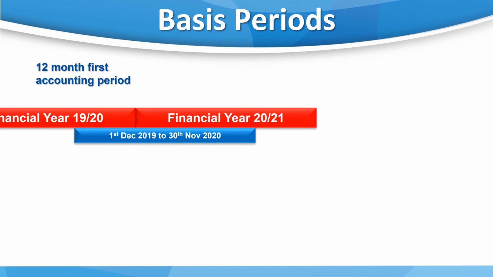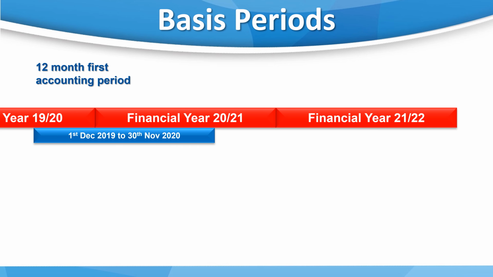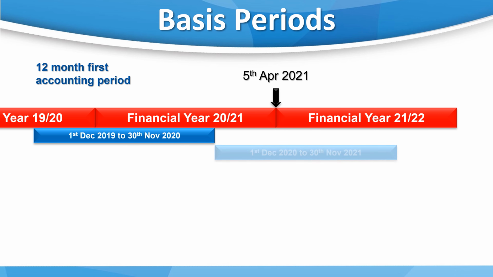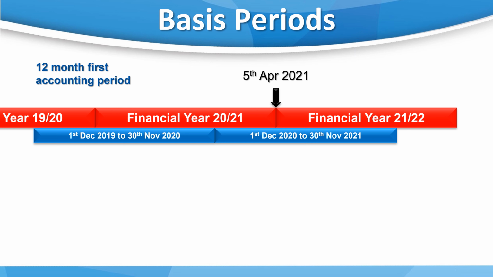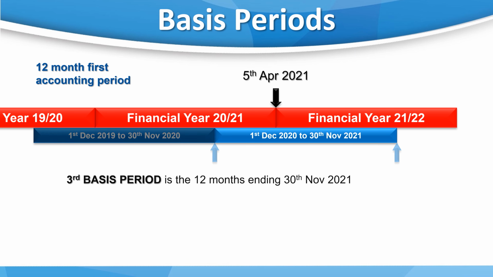Now let's move to the next financial year, the 2021 to 22 year, which begins on the 5th of April 2021. And we'll have another accounting year. We can see that this accounting year ends in the 2021 to 22 financial year. So our basis period for 2021 to 22 is the 12 months ending the 30th of November 2021. And you can perhaps see that the following years will follow the same pattern.